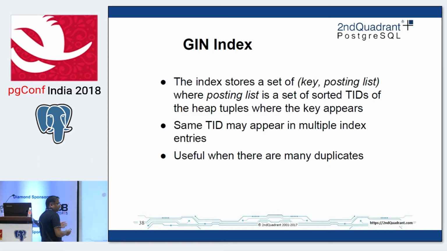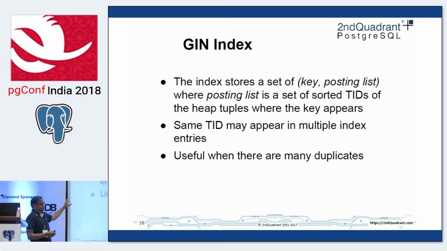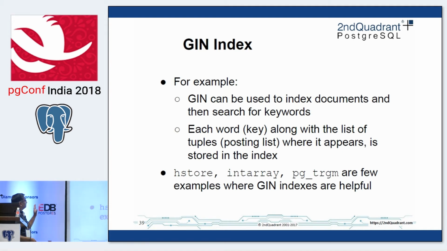So what GIN offers you is, you can store one index tuple where you say my key is Postgres, and this is the list of tuples in which this word appears. So anytime you want to query for a key, you can quickly find the list of tuples and go fetch those tuples. This is pretty useful when there are too many duplicates for an indexed value. Built-in modules like pg_trgm, which is used for similarity search in Postgres, typically use GIN indexes.